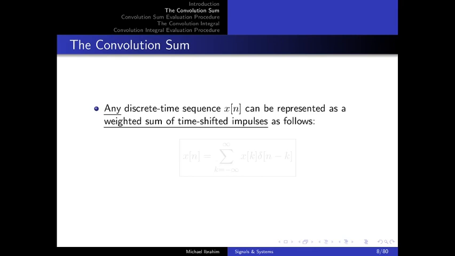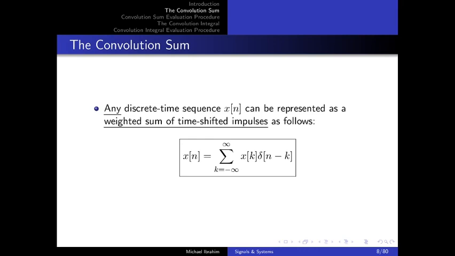In order to understand this part, we need to understand that any discrete time sequence x of n can be represented as a weighted sum of time-shifted impulses. We will start with the discrete time case because it's simpler, easier to understand, and then we will do the continuous time case. So any discrete time signal x of n can be represented as a weighted sum of time-shifted impulses. We have discussed this before, but let's try to say it one more time.